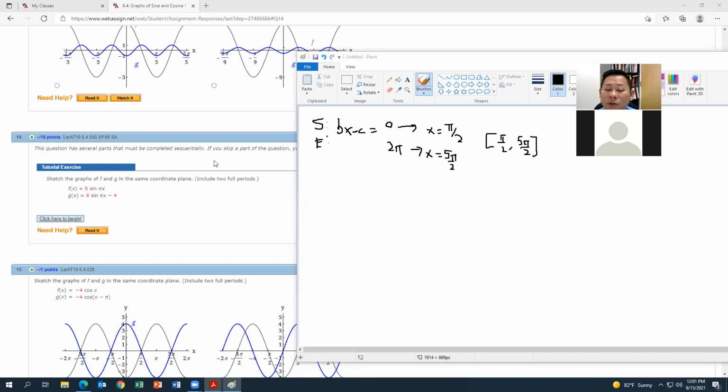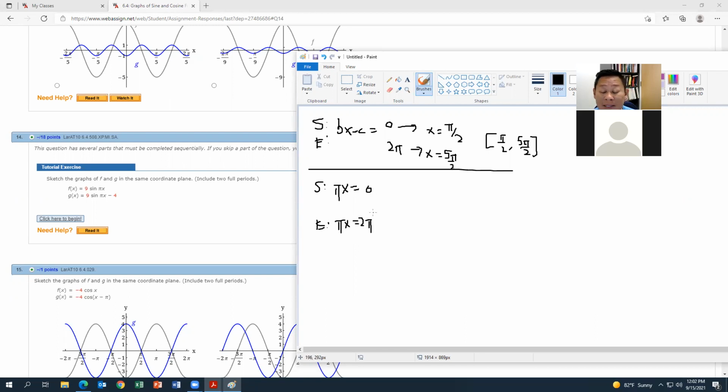Okay, thank you. So for the question that we have here, no matter which one you do, the bx minus c is pi x. So your starting point in this case will be pi x equals 0, and your endpoint will be pi x equals 2 pi. Again, we use 0 to 2 pi because that is one cycle for sine. It starts at 0 and ends at 2 pi. So we just solve for x here.